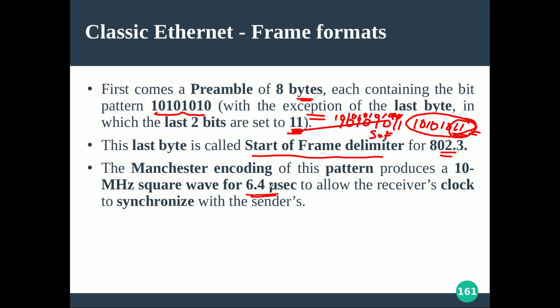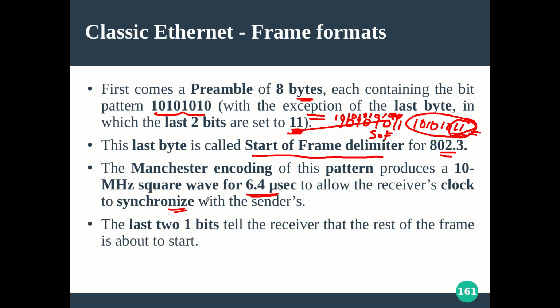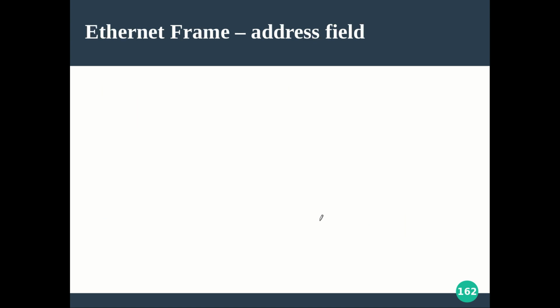So this is the timing information. When you generate the equivalent Manchester encoding for this particular pattern, you will be getting a 10 megahertz square wave with a 6.4 microsecond duration, and this will allow the receiver's clock to synchronize with the sender. Now the last two 1 bits, it is ending with the 2 ones, tell the receiver that the rest of the frame is about to start.